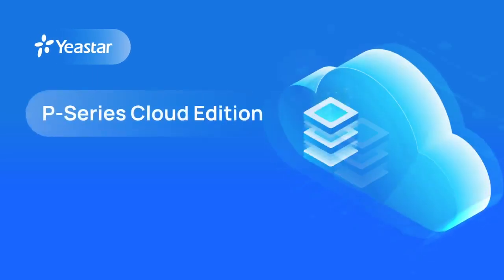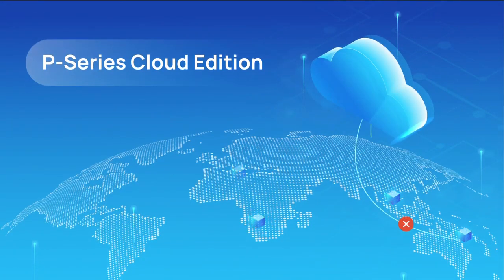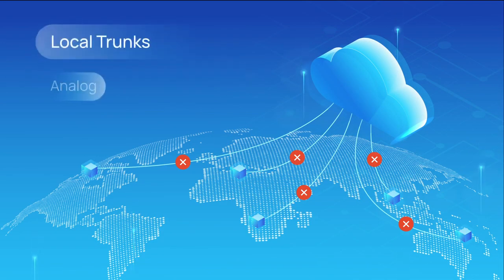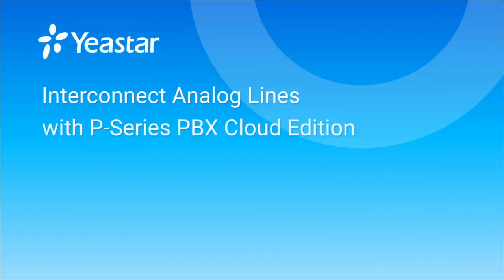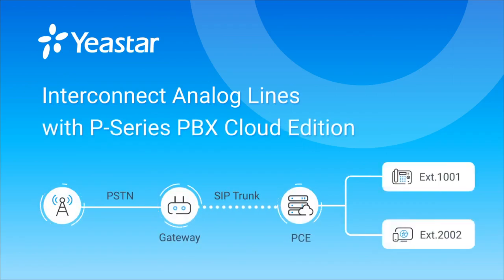P-Series PBX Cloud Edition is totally hosted on cloud. Just as with any other cloud-based phone system, the integration with physical trunks is a tricky yet very common issue, as a lot of users are still subscribed to phone service based on local trunks, like analog, E1, and BRI lines. In this video, we will show you how to interconnect your analog lines to P-Series PBX Cloud Edition. Follow this video and you can do this easily.